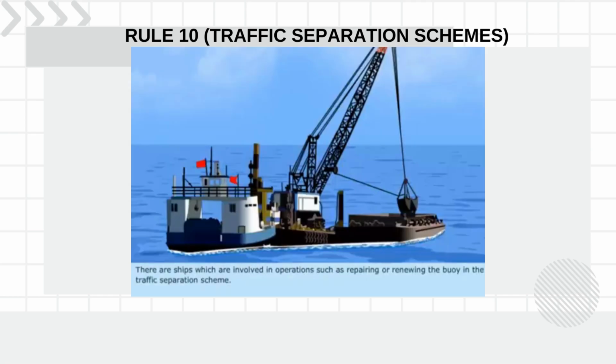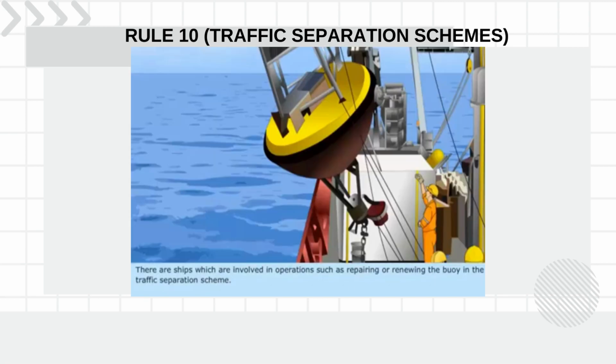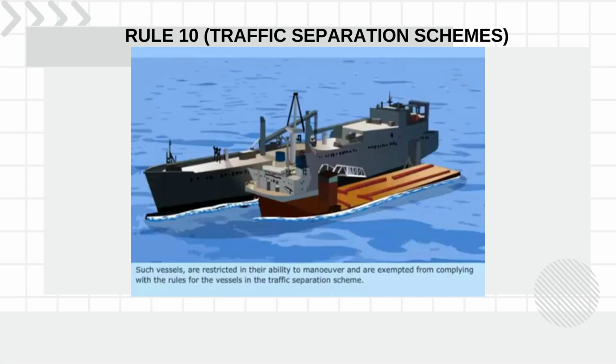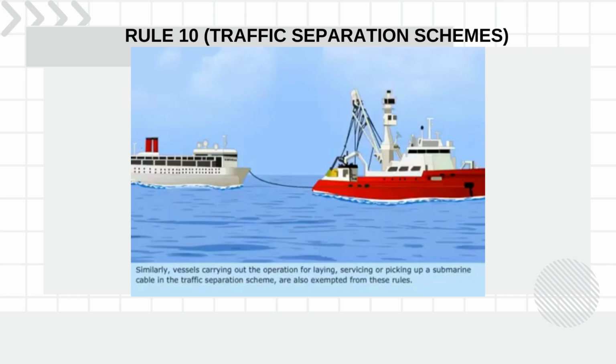There are ships which are involved in operations such as repairing or renewing the buoy in the traffic separation scheme. Such vessels are restricted in their ability to maneuver and are exempted from complying with the rules for the vessels in the traffic separation scheme. Similarly, vessels carrying out the operation for laying, servicing, or picking up a submarine cable in the traffic separation scheme are also exempted from these rules.